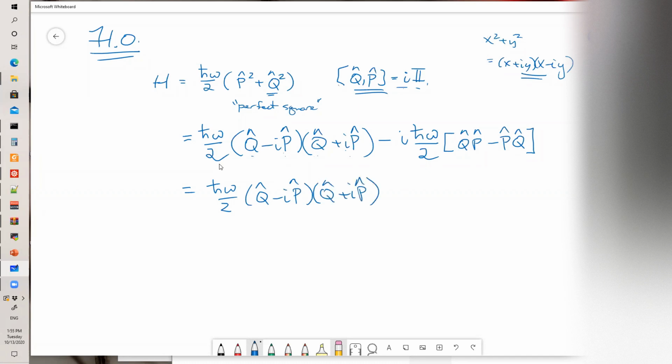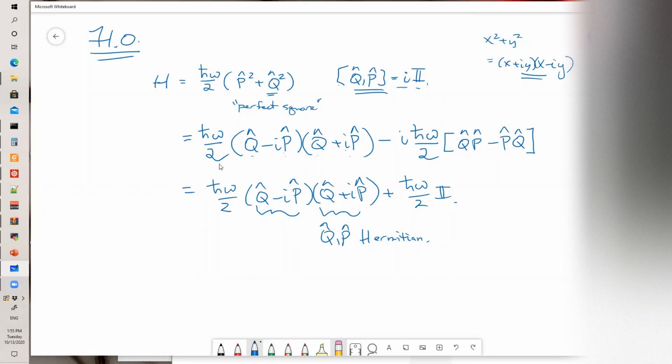You get the factorized thing plus a constant, h bar omega over 2 times the identity. And why is this good? Because now we can think about this as an operator. And these two guys are operators. And we know that q hat and p hat are Hermitian. So these two guys must be Hermitian conjugates of each other.